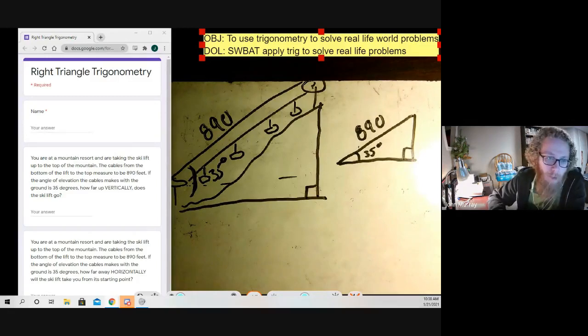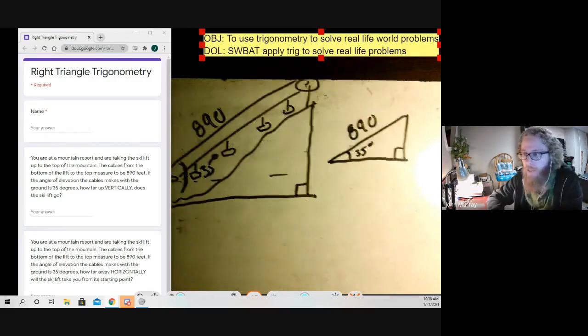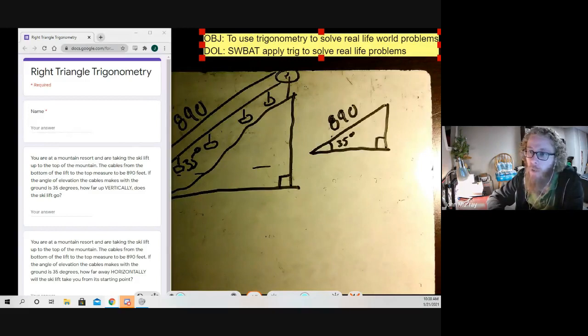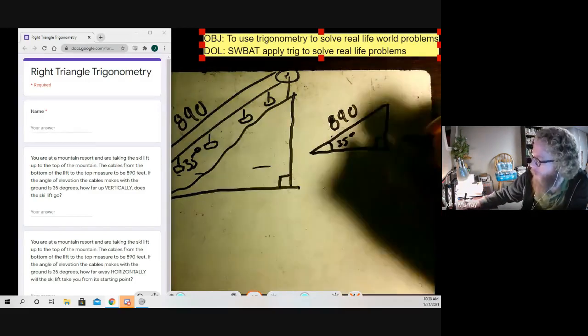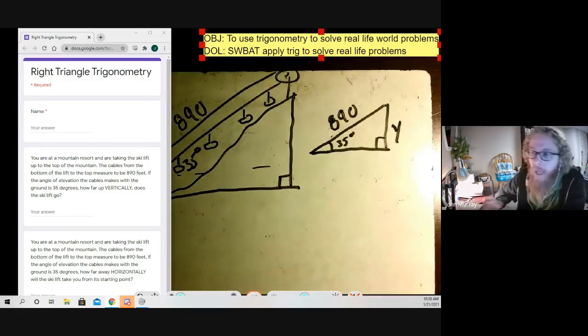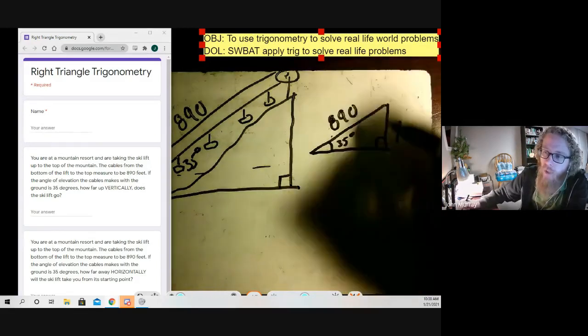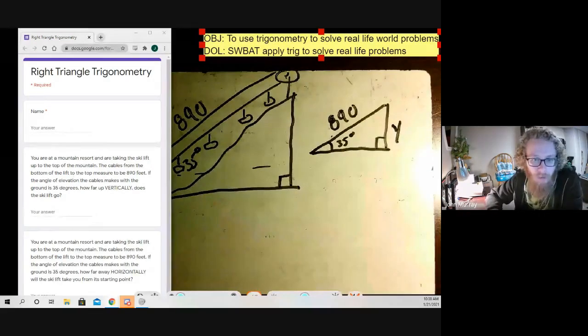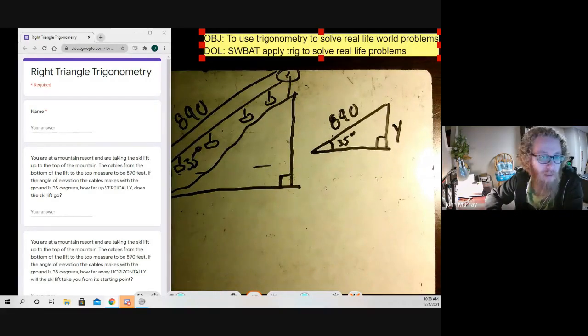So the first thing they ask is how far up vertically does the ski lift go, right? So the first variable that we can place, I'm going to call this over here y, because this is my vertical part. Another keyword there is up, right? How far up does the ski lift go? They might not say vertically. I put vertically in there to give you a little hint. But come time for the finals or whatever it may be, you may not see that, okay?